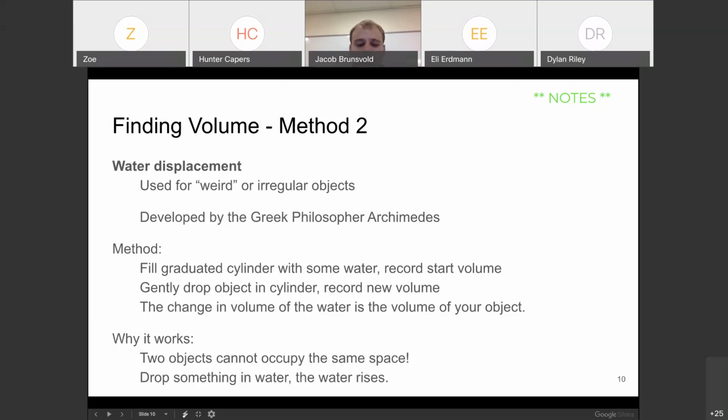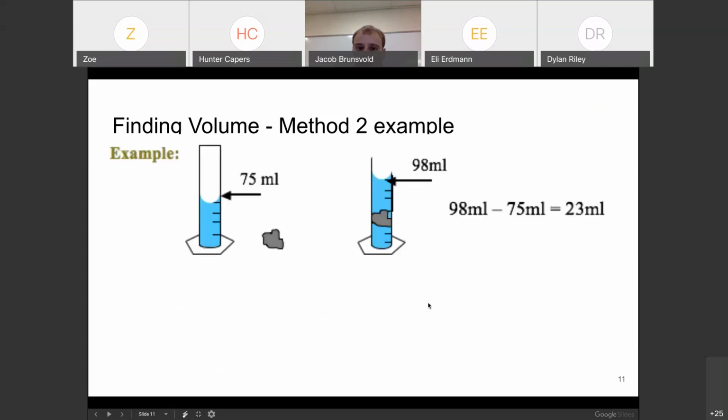Why does this work? Well, two objects can't occupy the same space, so when you drop something in the water, the level rises. So let's take a look at how that works in practice.